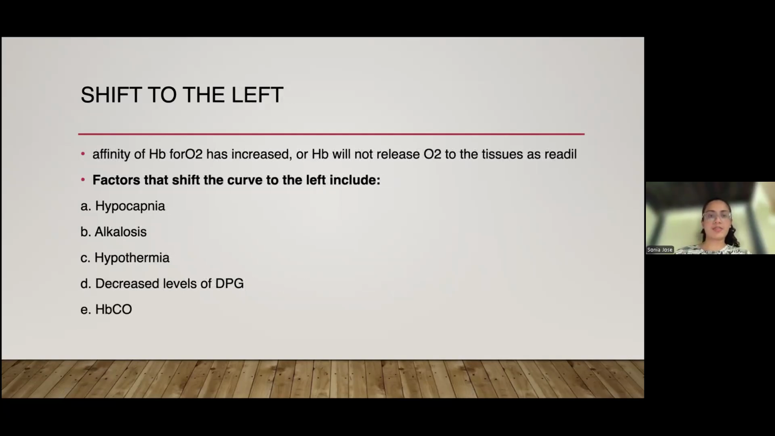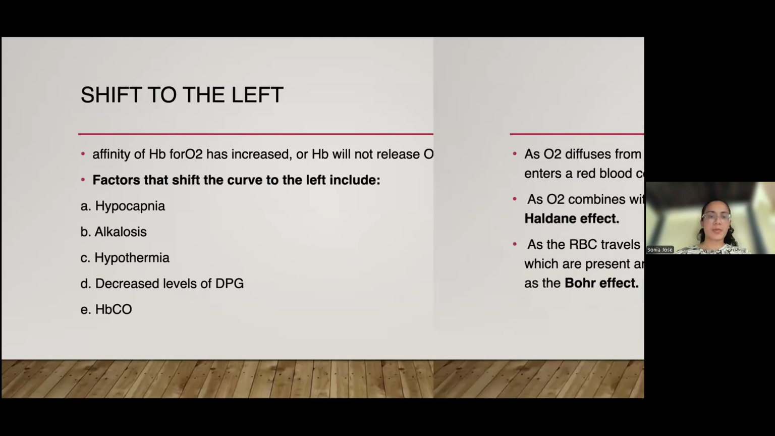Okay. The shift to the left means the affinity of Hb for O2 has increased, or Hb will not release O2 to the tissues as readily. The factors are the opposite of the right shift. It is hypocapnia, hypothermia, decreased level of DPG, alkalosis, and HbCO.